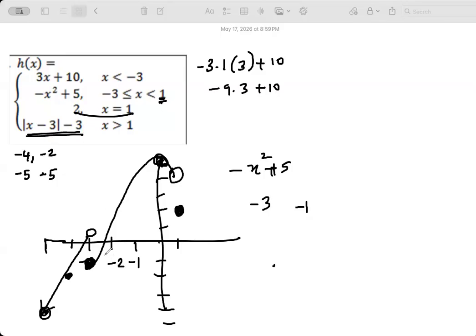What is this function? This is an absolute value function. It's pushed down by 3 and moved to the right by 3. Oh my goodness. So let's see, greater than 1. If I put x equal to 2, what happens? 2 minus 3 is minus 1. The absolute value of 1 minus 3 is a minus 2. So basically, what is the vertex of that? 3 comma minus 3 is the vertex of the absolute value function. Are you all with me?